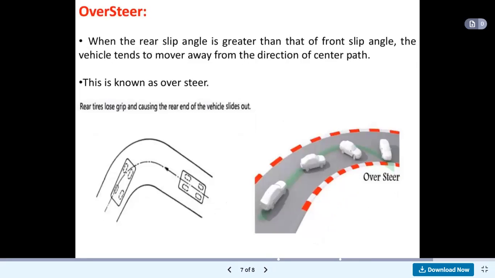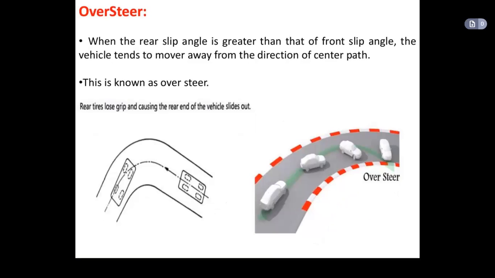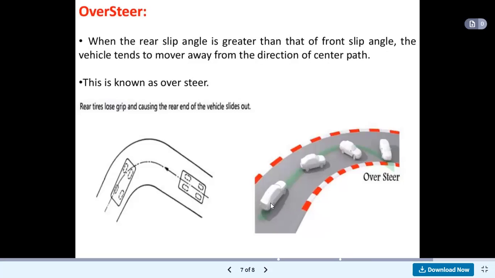Okay, if we see oversteer, what is oversteer? This is actually the opposite case to understeer. See this diagram, the second diagram again. In this case, the vehicle is not turning towards the left, but the vehicle is moving towards the right direction. When the rear slip angle is greater than the front slip angle, the vehicle tends to move away from the direction of the center path.